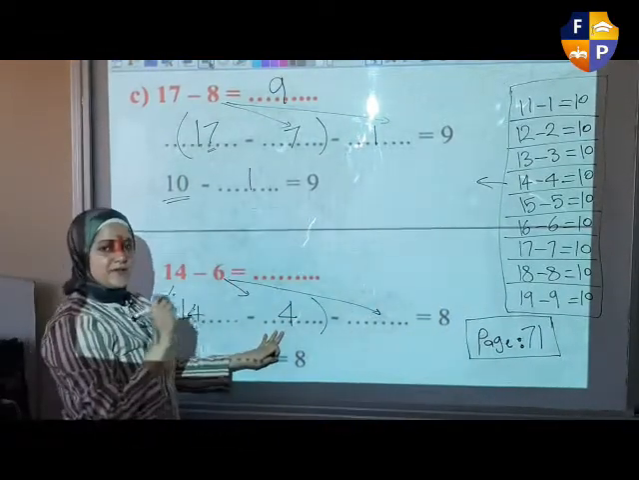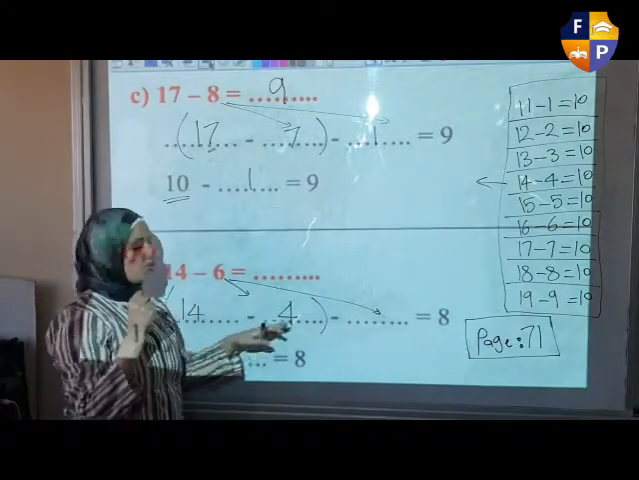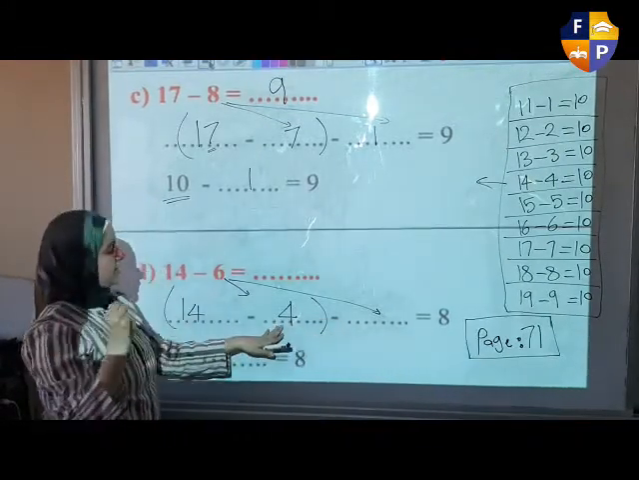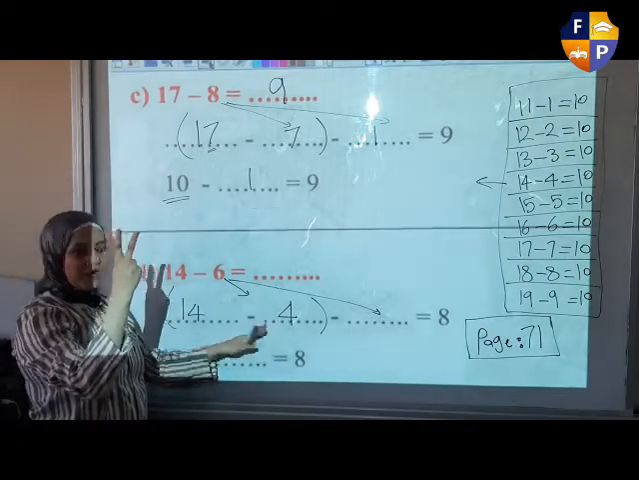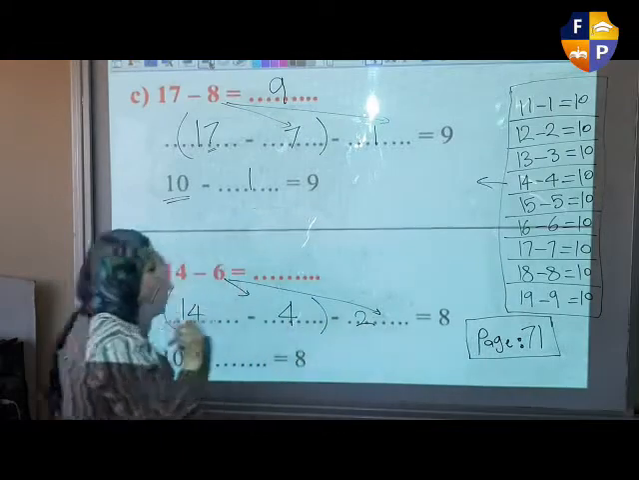And 4, it is the first part of 6. Close your hand to get the second part. Close your hand and count after 4 to reach 6. After 4, 5, 6. So they are 2. The second part is 2.